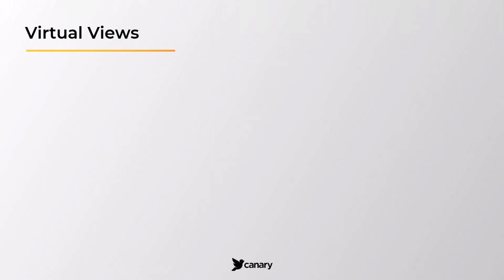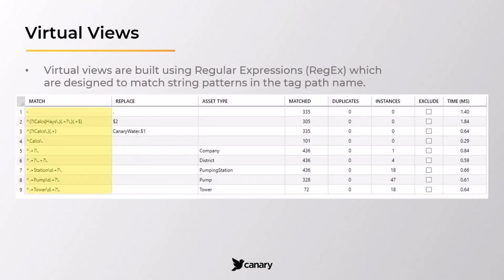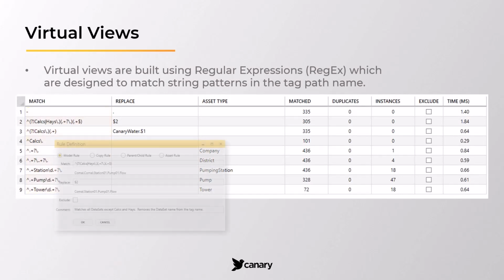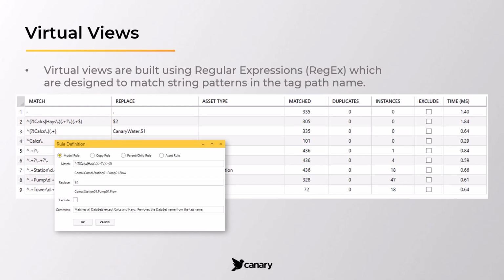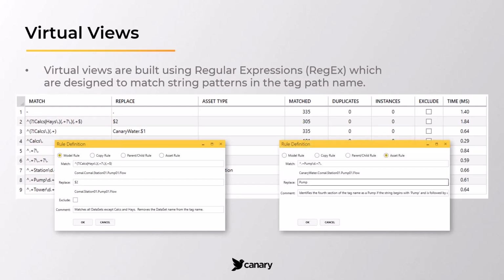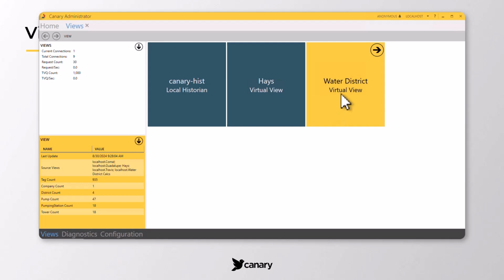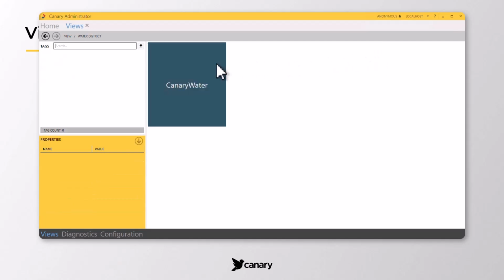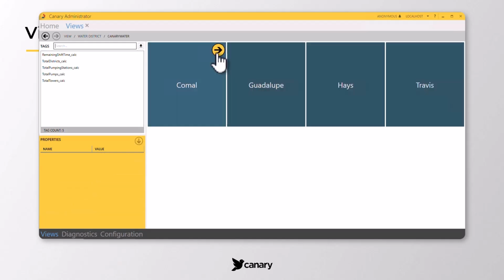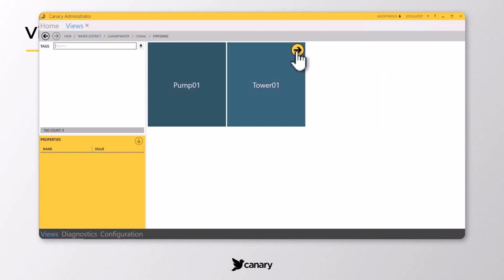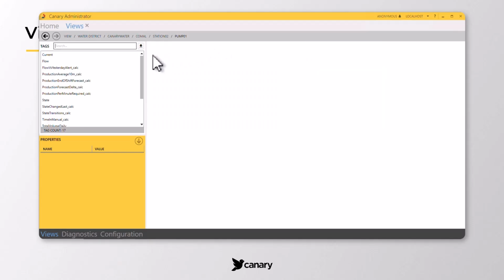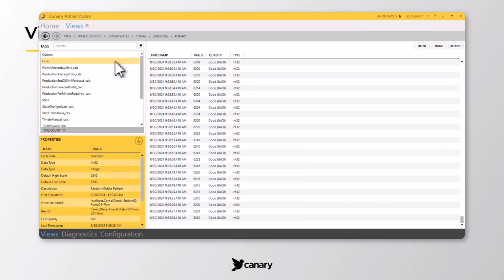Virtual views are built using regular expressions, or regex rules, to match string patterns found within the tag path name. Model rules are used first if needing to alter the tag names, followed by asset rules to declare what those assets are. Once a virtual view has been created, it is made available alongside the local historian view for any client wishing to consume data. In many cases, the local historian view will be hidden from the end user and only visible for admin users. That is where permissions come into play, but we will talk about that at a later time. For now, let's move on to calcs and events.